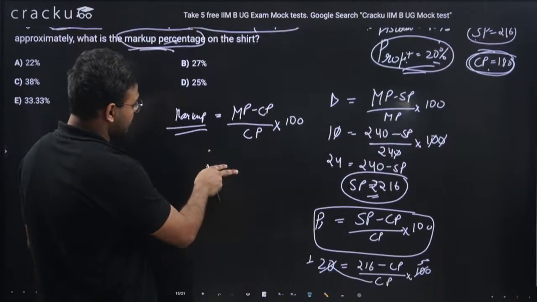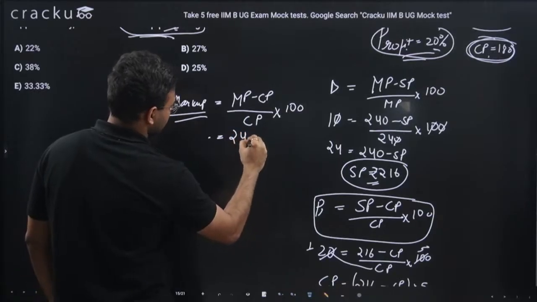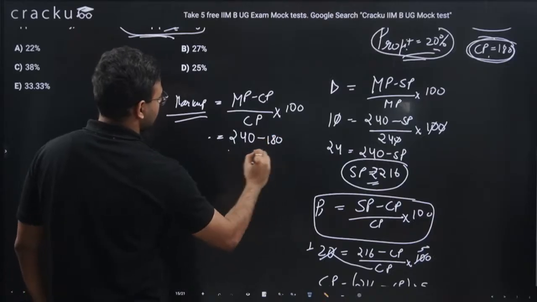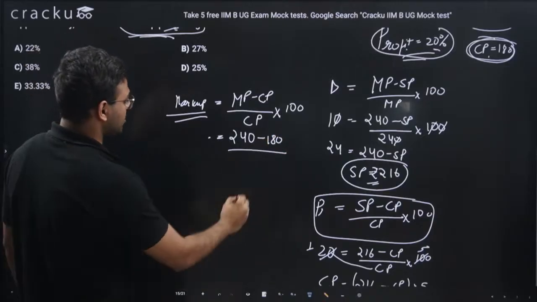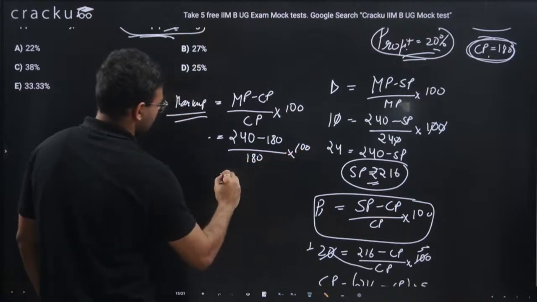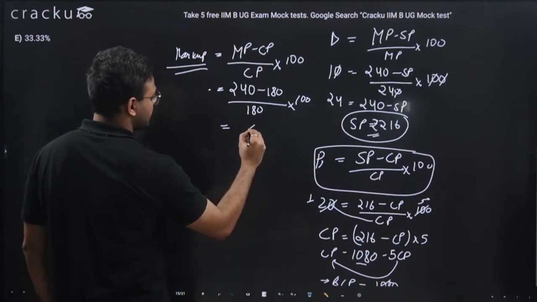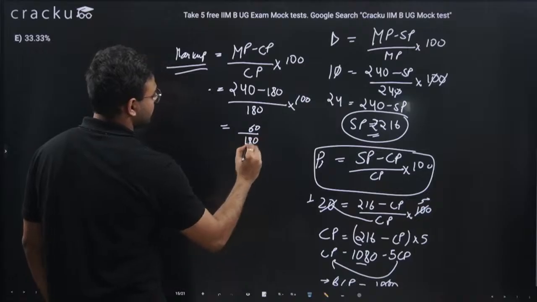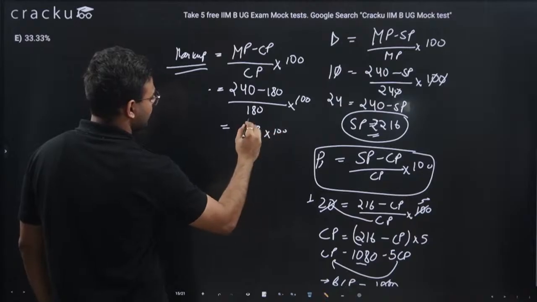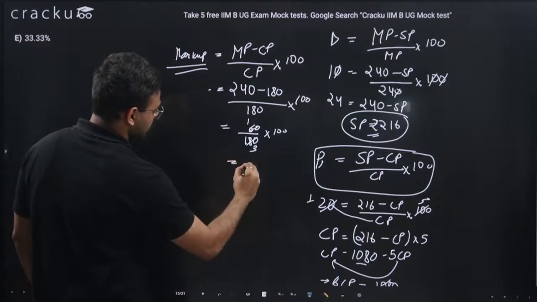What we'll do, we'll apply this formula. MP is 240, so 240. CP is 180, so (240 minus 180) divided by 180, into 100. So the numerator will be 240 minus 180, which is 60. So 60 divided by 180, which is CP, into 100. This will be 1 by 3, and 1 by 3 into 100 is 100 by 3.